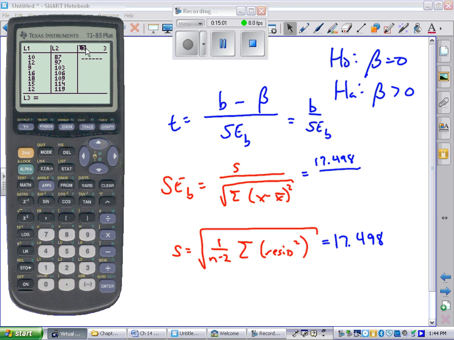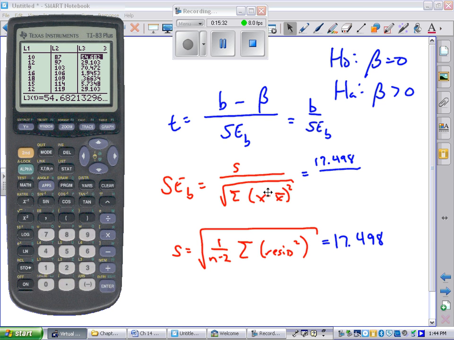Now in L3, I'm going to do this stuff down here on the bottom, x minus x bar squared. Where are my x's? L1. L1 minus, now I've got to do x bar. Now, your x bar is a refresher. If I press VARS, Statistics, number 2, I get an x bar. Then I get this stuff.